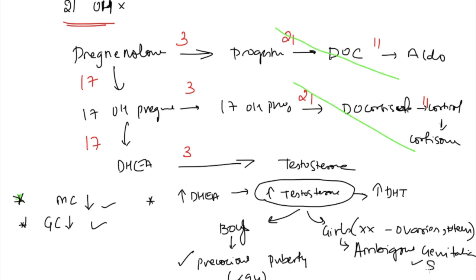Okay, so you do a surgery here, and then you're going to construct the vagina and so on, so that sexual intercourse is possible and she can conceive. Okay, that is how we manage this condition.